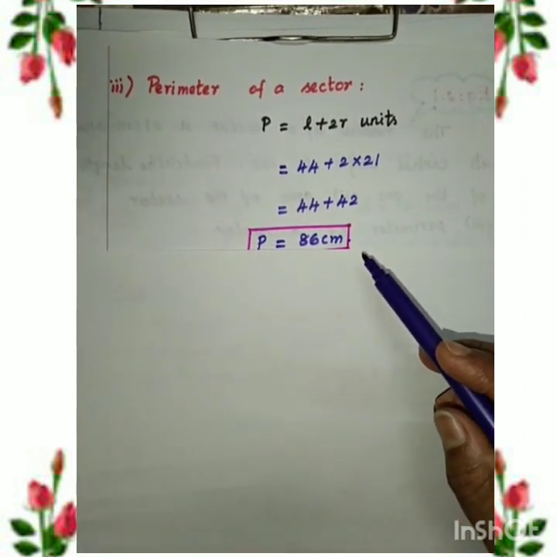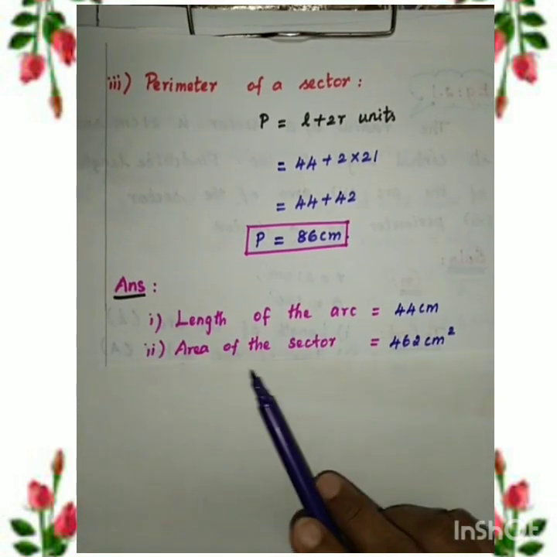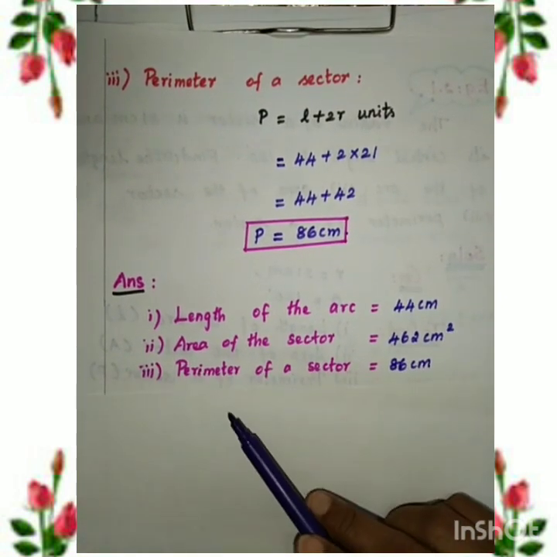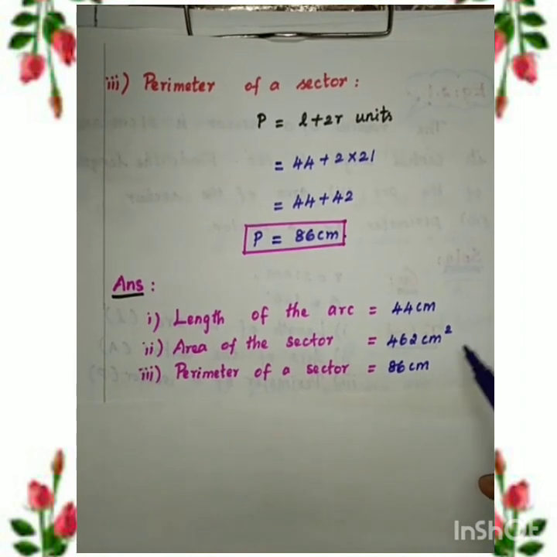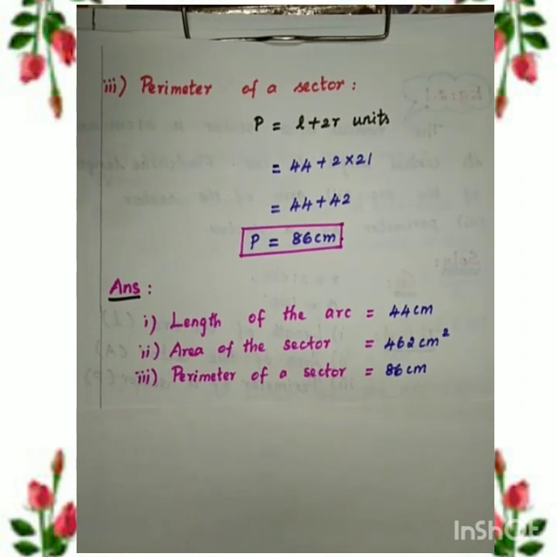So we have found all the three subdivisions. So we can write the answer separately. Length of the arc is 44 centimeter. Area of the sector is 462 centimeter square. And perimeter of a sector is 86 centimeter.